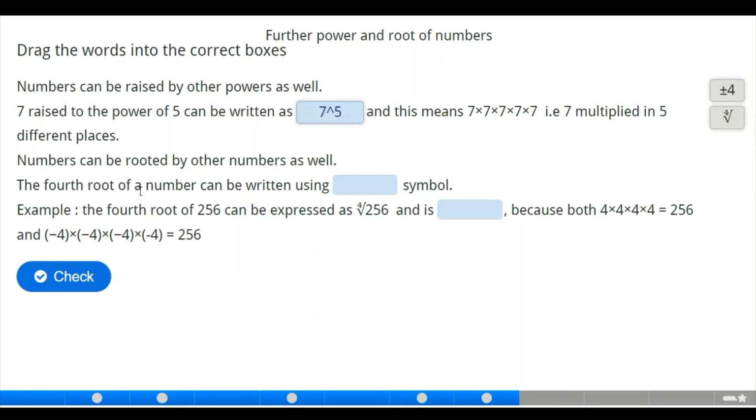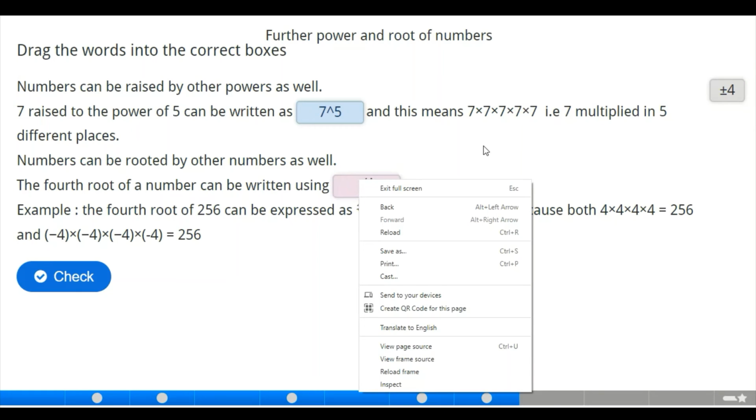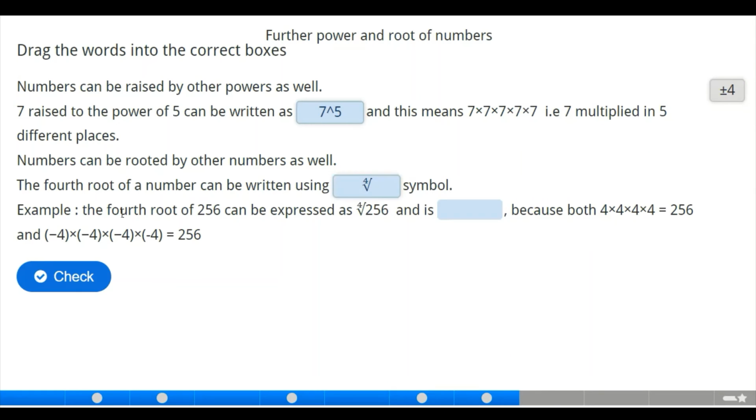Now we have another example here. If we have the fourth root of a number, the symbol is the fourth root of the number. This is how we express the symbol. So now, for example, let's look at the fourth root of 256. The fourth root of 256 is going to be the value that you multiply 4 times that will give us 256, and that is what? Plus or minus 4. So if you multiply 4 in 4 places, it's going to give us 256.